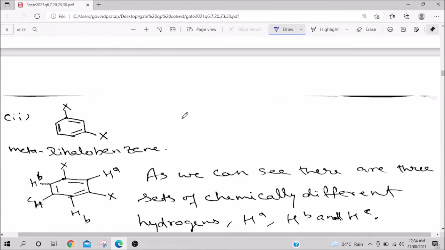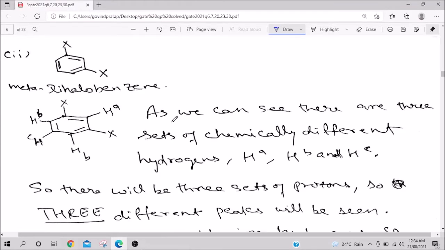They have not given a choice for meta, but I thought let me discuss what's wrong. So you have two halogens. Imagine here one hydrogen is there, these two hydrogens, and one more hydrogen. You can very clearly see this hydrogen is very different from all of them, so this will show one single peak. And beside it, there is no other hydrogen on the neighboring atom, so this should show as a singlet, a one proton peak.